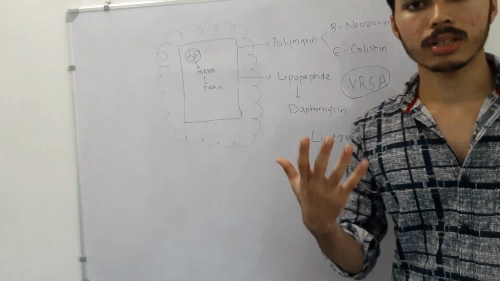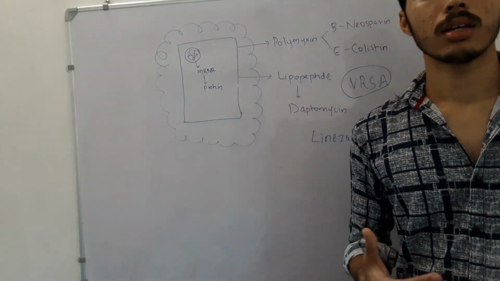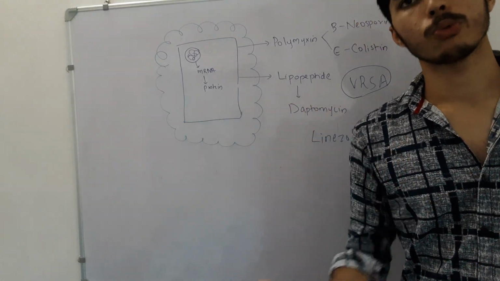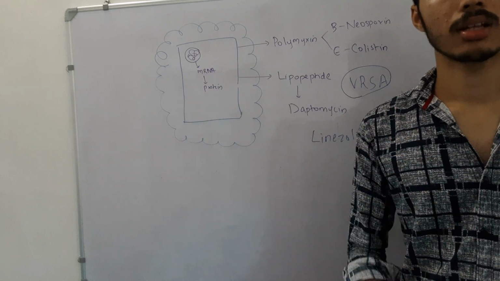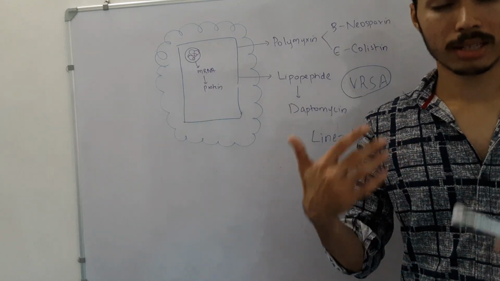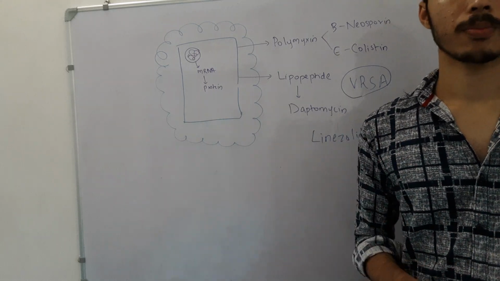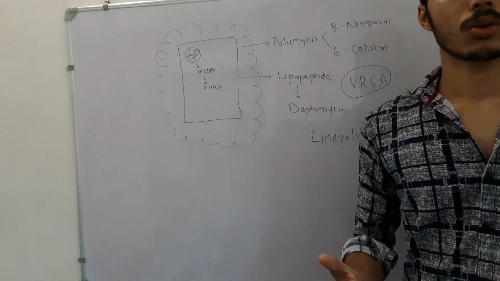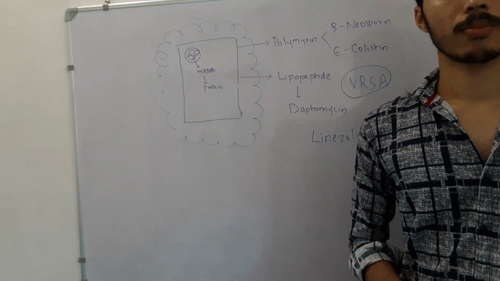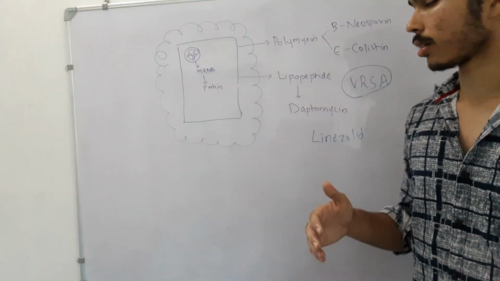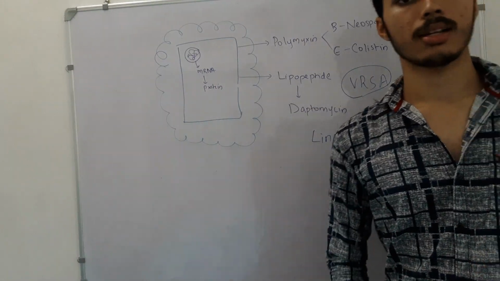The side effects caused by daptomycin are: it affects the muscles, causing myopathies, it affects the kidney, it affects the neurons, that is neuropathy, and it can also cause allergic pneumonitis. So that's all for the drugs acting upon the cell membrane. Okay.